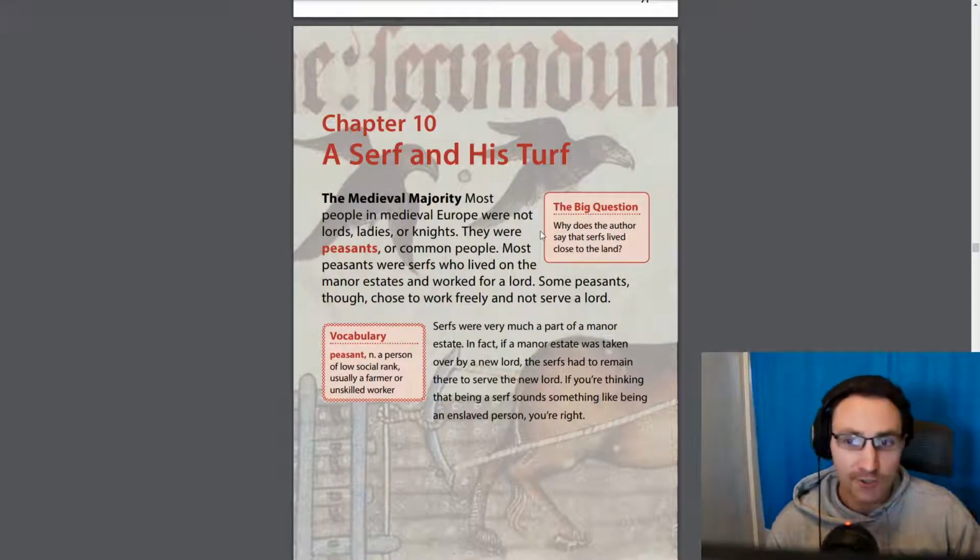So we're going to jump into chapter 10 and learn more about the serfs, the peasants. Remember, you have your chapter vocabulary words, and make sure you are using the vocabulary from the book. Some students have been just Googling the words and typing in what Google gives us. We want to use the words from the book. That will help us better understand what we're reading. And then we have our big question.